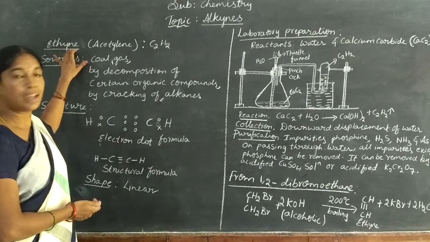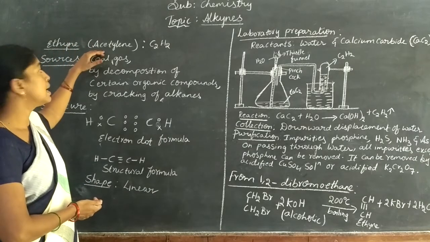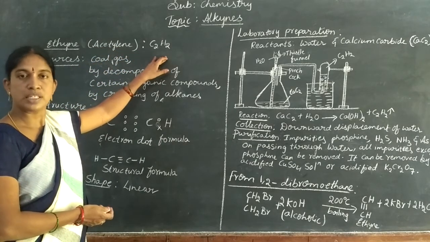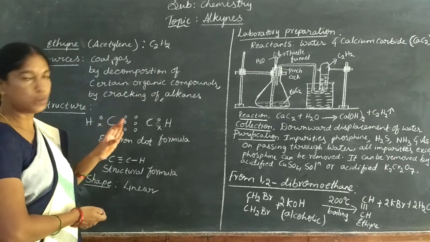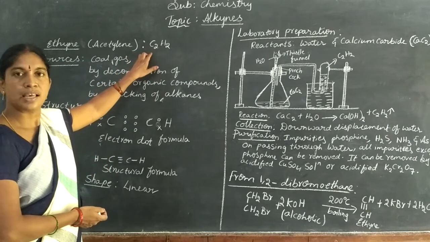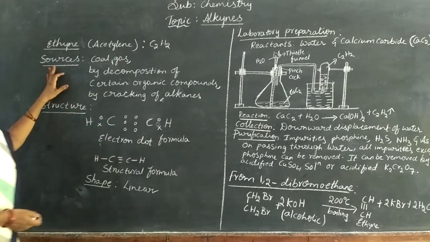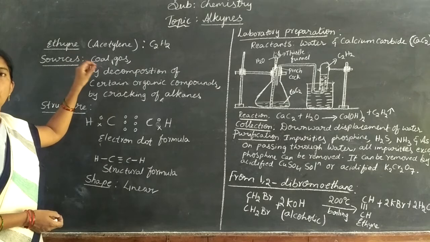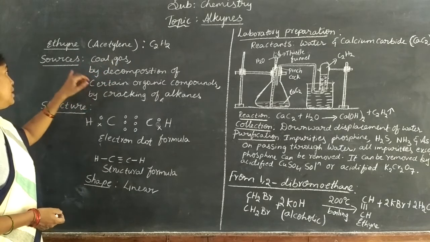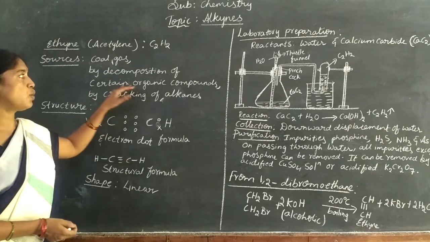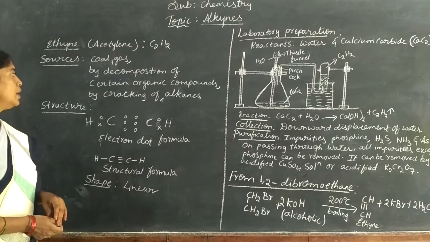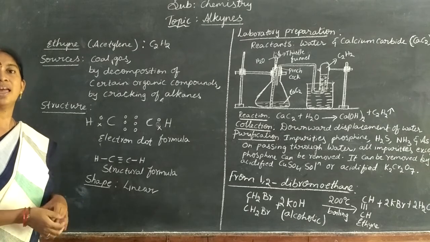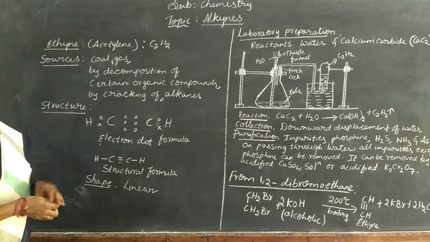The common name of ethyne is acetylene, and the formula is C2H2. According to the general formula CnH2n-2, the formula of ethyne is C2H2, and the source of ethyne is coal gas. That means we can get ethyne from coal gas, by the decomposition of certain organic compounds, and by cracking of alkanes. By cracking of certain alkanes, in fractions we will get this ethyne gas.